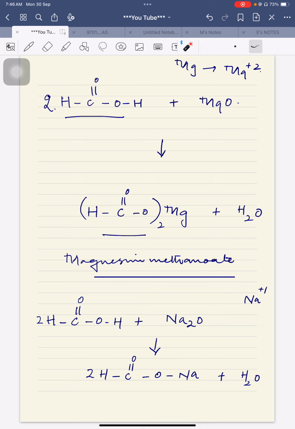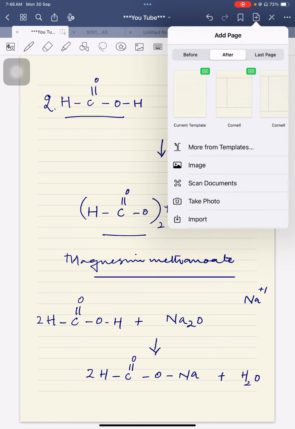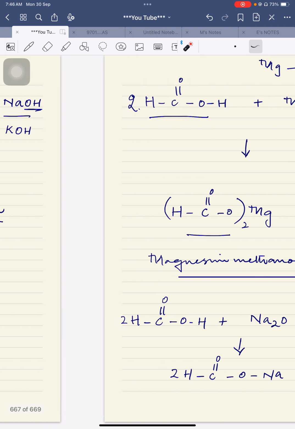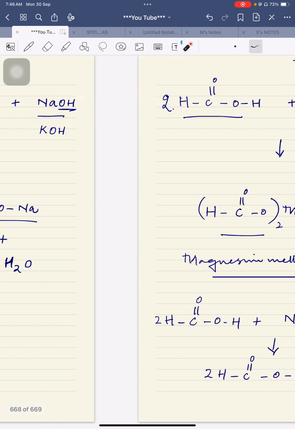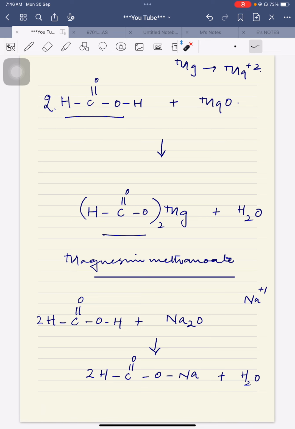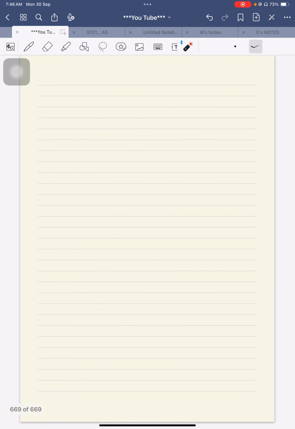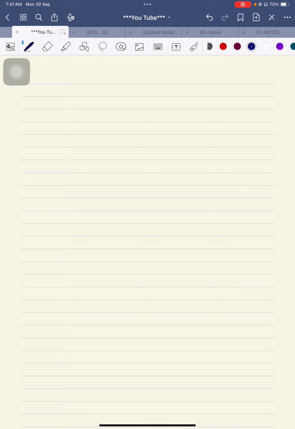So these are the equations in which methanoic acid and ethanoic acid react with metal oxide. Here I am going to react them with metal hydroxide. Oh, I believe I have done the reactions with metal hydroxide. Yeah, metal hydroxide, metal oxide, and metals are done. So right now I am going to write down the reactions with metal carbonate.